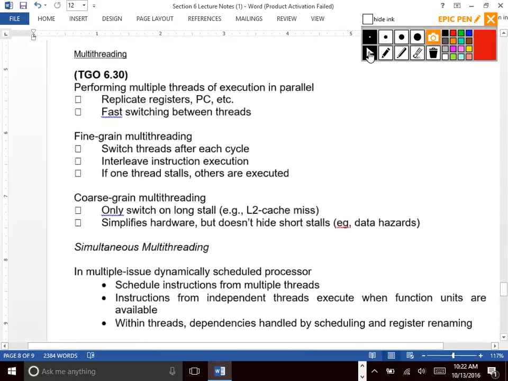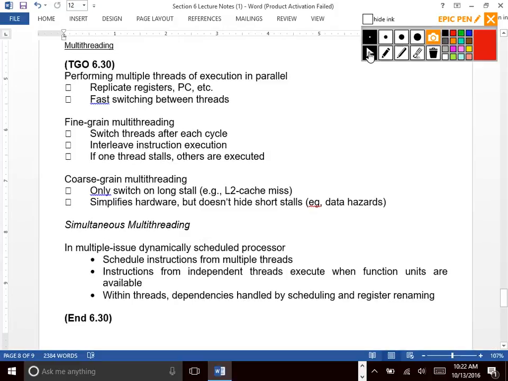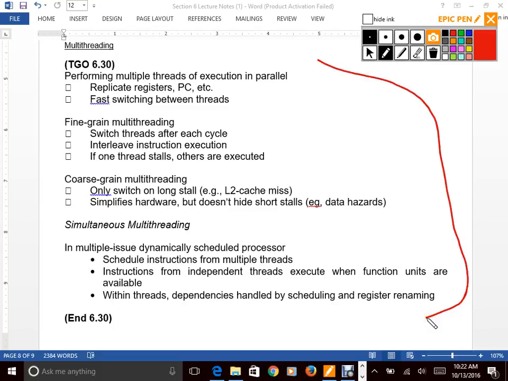So, multi-threading. Let me see if I can zoom out here so I can get the whole TGO on one screen. So, 4.30. We were talking about this concept of doing multiple threads running the same program, or trying to figure out how to do certain instructions, right? There are actually multiple ways to do multi-threading. This is where doing the compiler level and knowing what's actually going on in your program becomes useful.